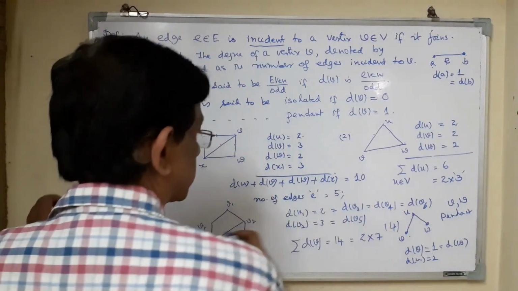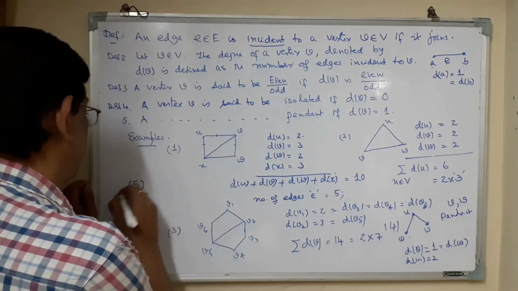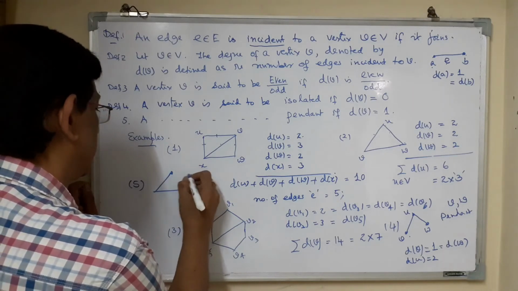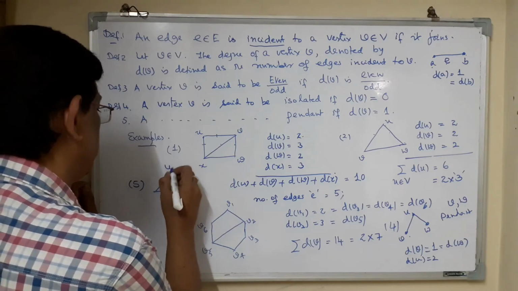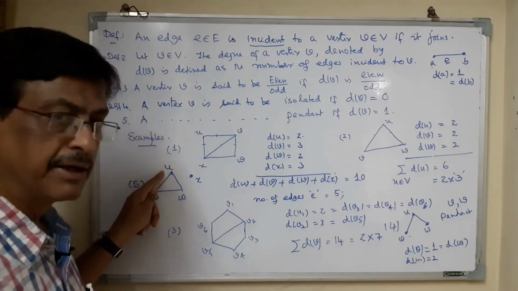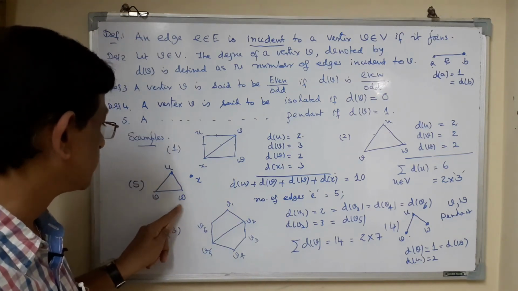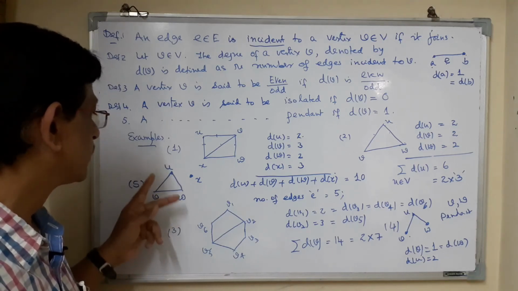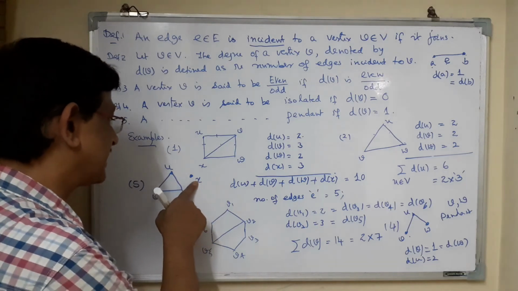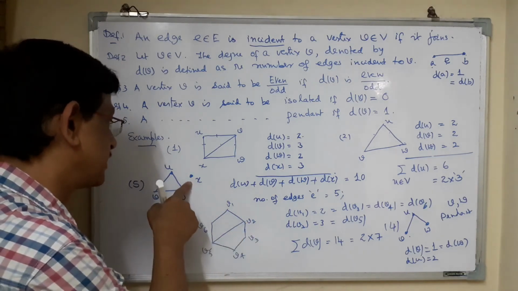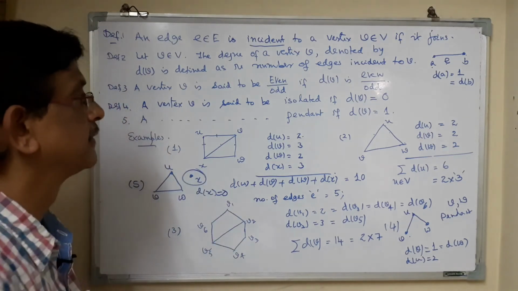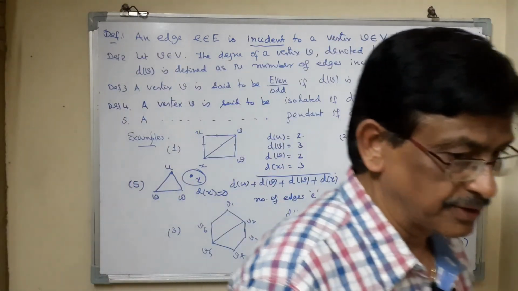Example 5 is simply written like this: U, V, W, X. The degree of U is 2, degree of W is 2, degree of V is 2. So all these are even vertices. X, which edge is incident to X? There is no edge. So the degree of X is 0, hence X is isolated. It's an isolated vertex.